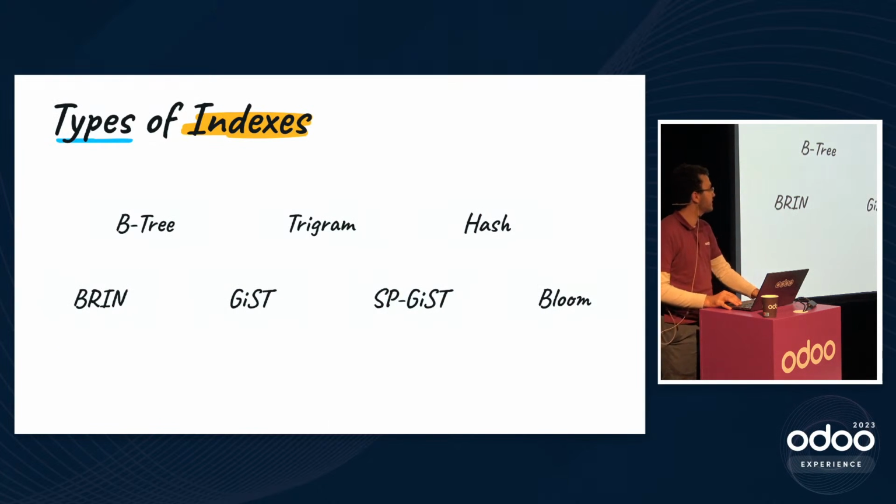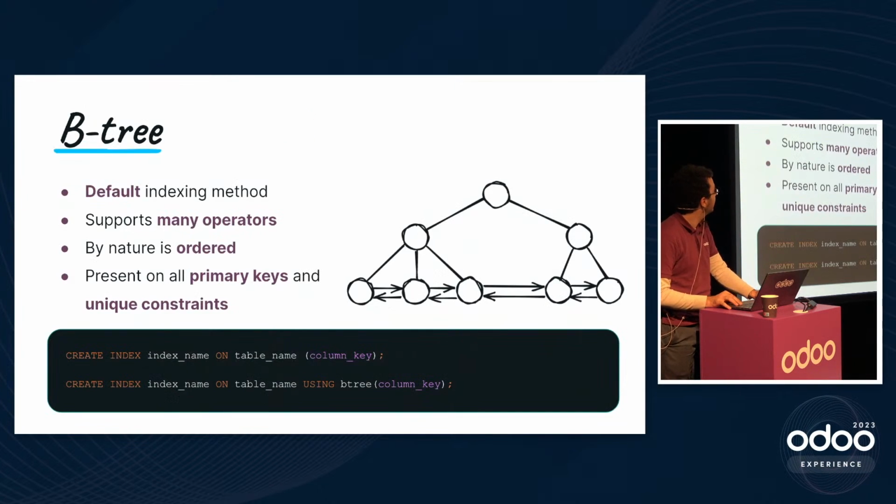As for the types of indexes, there are a bunch of them, and you have extensions to add even more. You have B-tree, where the B stands for either binary or balanced, nobody knows. Trigram is a type of generalized inverted index. You have hash index, block range, generalized inverted tree, a space partitioned index, which is really practical for map data, and you have Bloom index, which is like the last cry of technology.